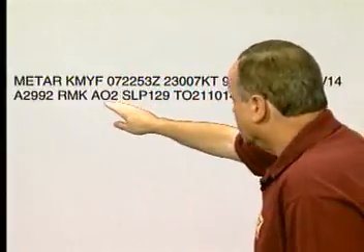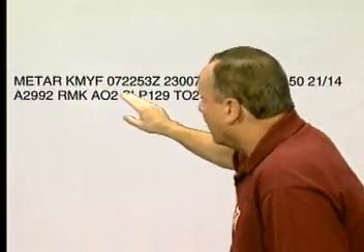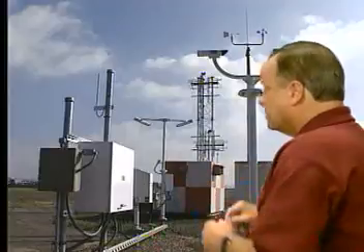Now, the remarks section of a METAR will indicate either AO1 or AO2 depending on the type of equipment being used. Here we have AO2, and this AO2 system can identify precipitation as frozen or liquid, but AO1 cannot. Now, as great as ASOS is, and it really is great, it does have its limitations.